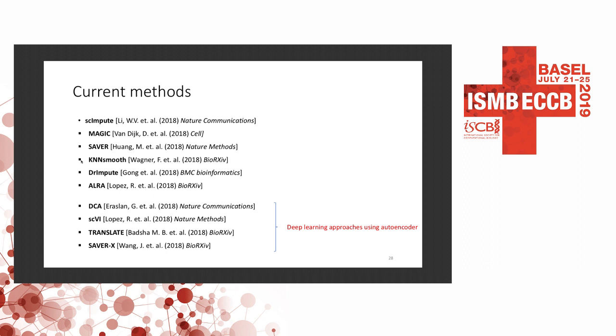And these are the current methods. These methods are also very new. I will focus more on the deep learning approaches using autoencoders, because people are trying deep learning methods on single-cell sequencing data. It has some benefits, and it's a hot topic. For other methods, if you're interested, you can see their papers.